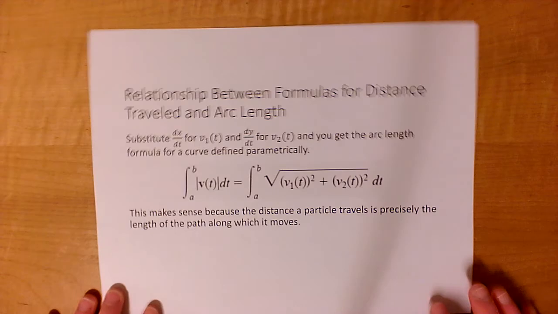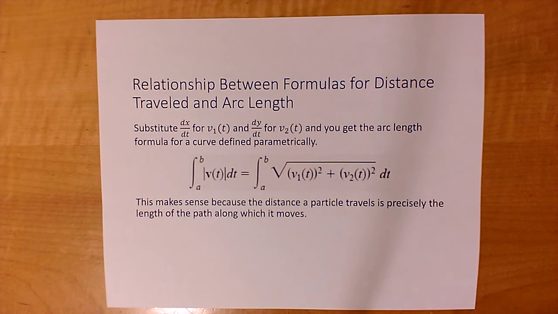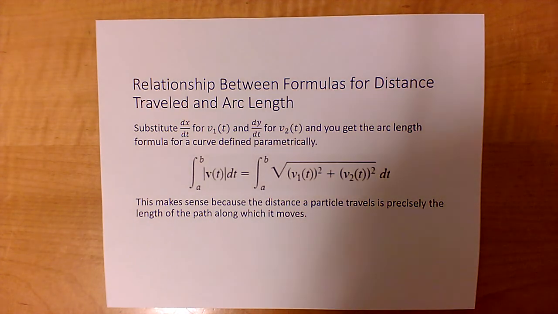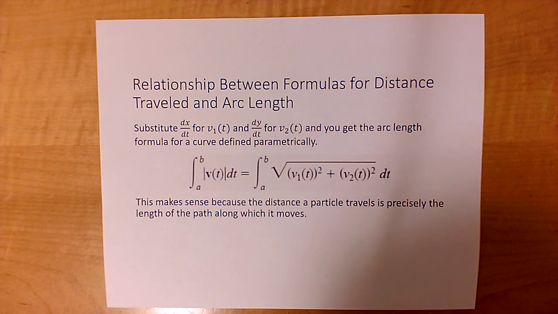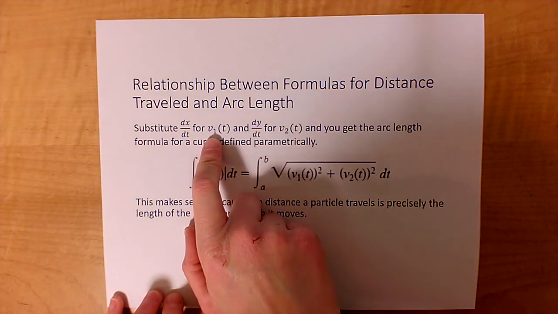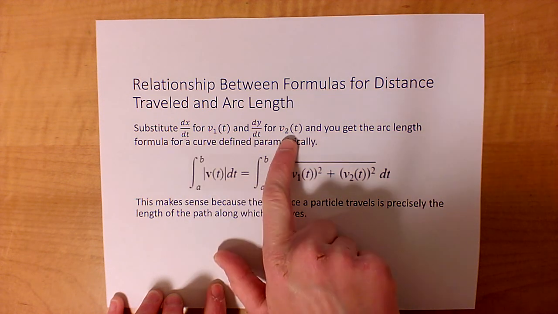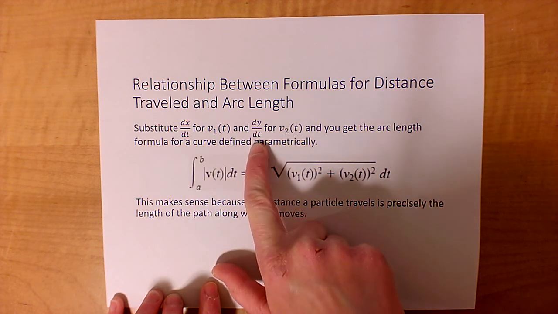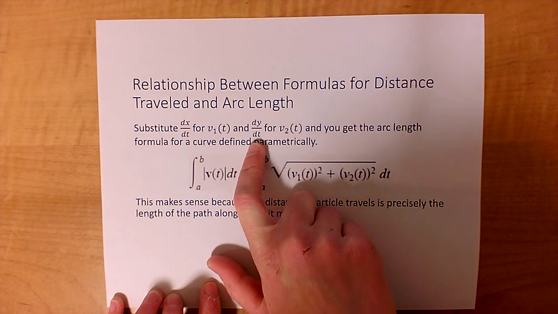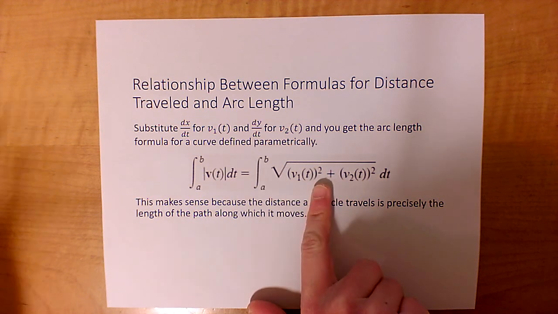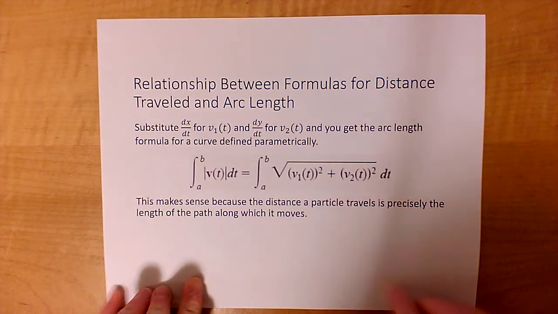And that's exactly what the next slide covers, the relationship between these formulas for distance traveled and arc length, and they're pretty much the same thing. If we think about the first component of velocity as the derivative of the x component of position, and the second component of velocity as the derivative of the y component of position, and we throw those in here, then that's the same thing as our arc length.